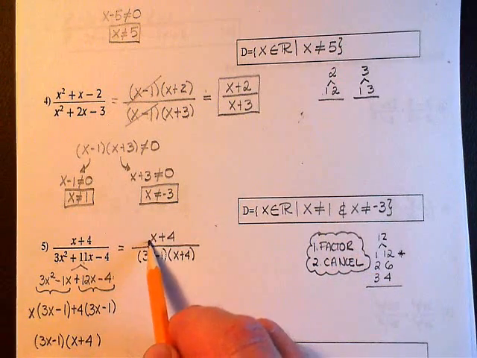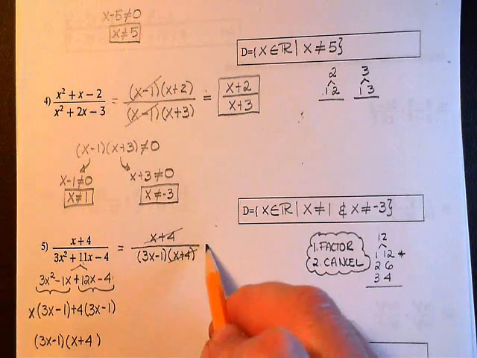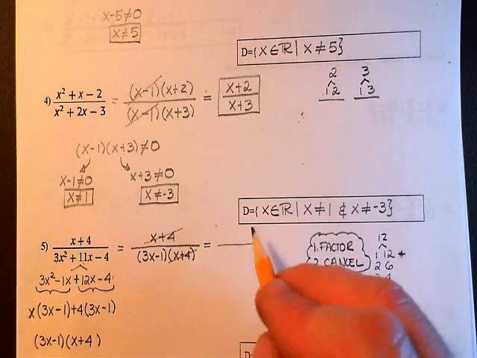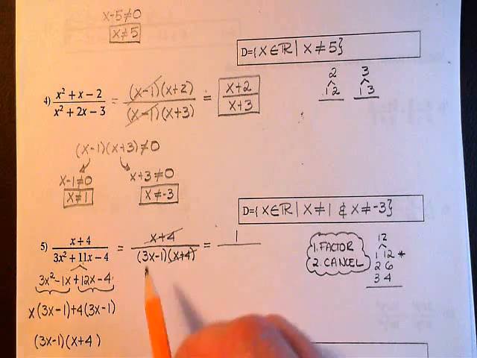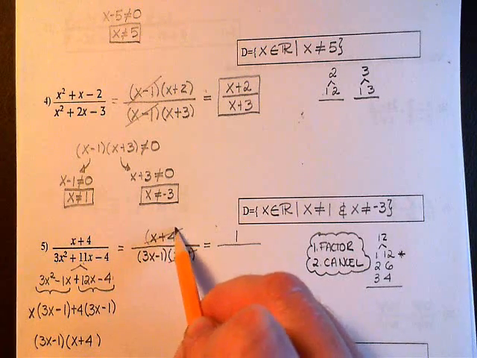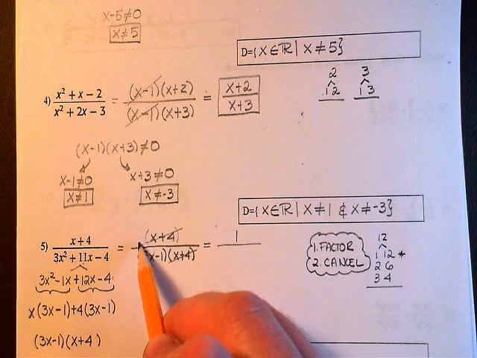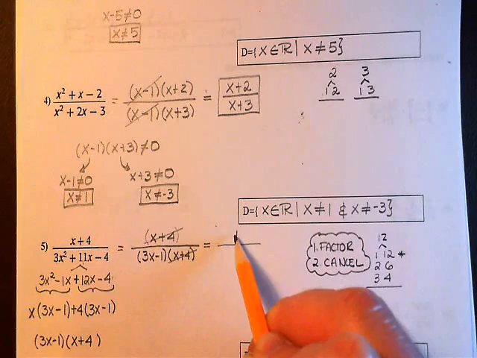And if I notice, I have an x plus 4 on top and an x plus 4 on the bottom, so that can cancel. Okay, when I cancel everything on the top, what am I left with? A 1. Okay, so just remember, you can think of it this way. There's a parenthesis there. Is there a number here in front? Yes, there's an invisible 1. If I cancel the x plus 4, that 1 must become visible.